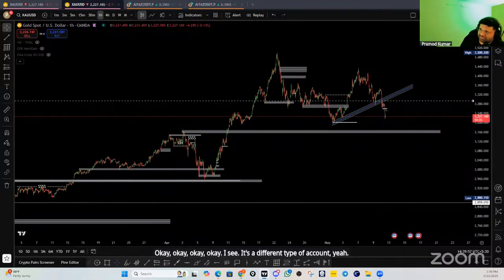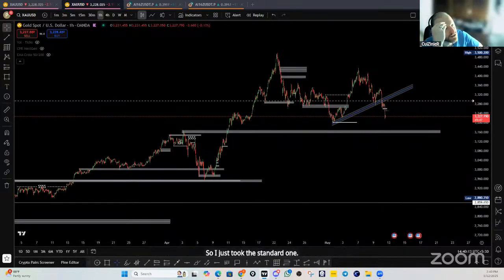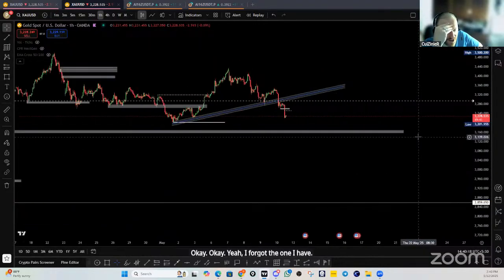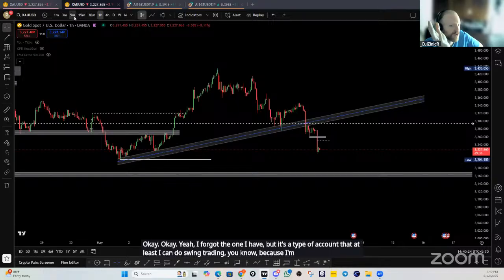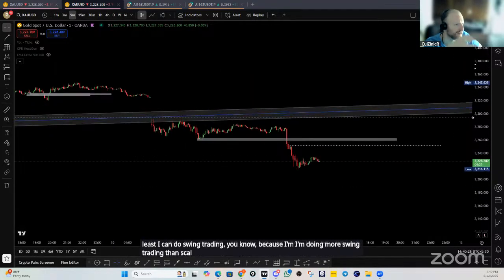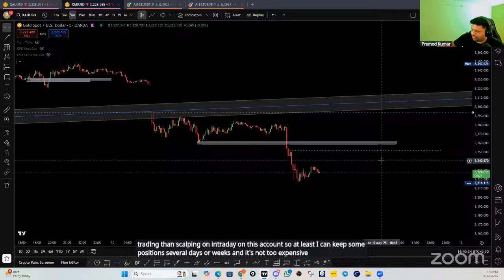Yes, we have three types of account: zero spread, raw spread, normal. I mean standard. I took the standard one because if I hold for 1 month, then they'll take more charges from me, right? So I just took the standard one. I forgot which one I have, but it's a type of account where at least I can do swing trading, because I'm doing more swing trading than scalping on intraday on this account. So at least I can keep some positions several days or weeks, and it's not too expensive. Then you should try a standard account, sir.